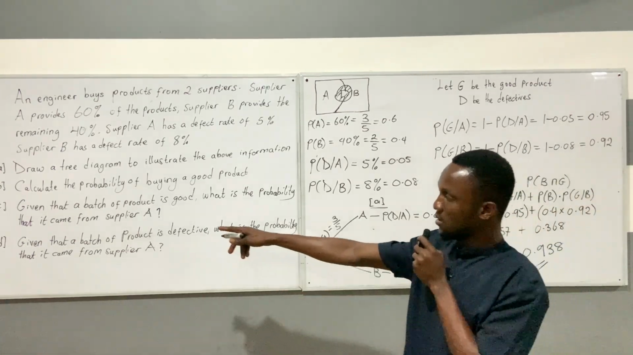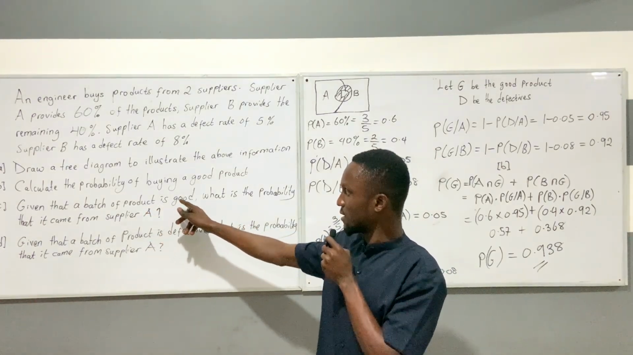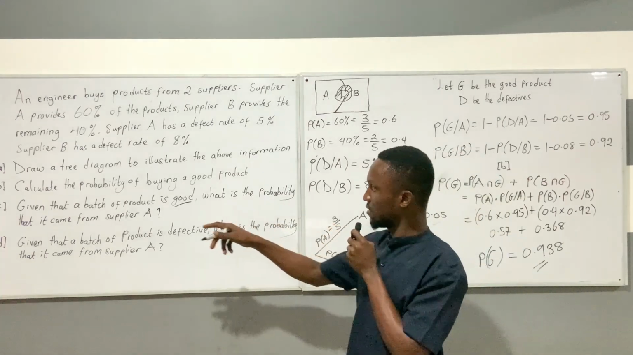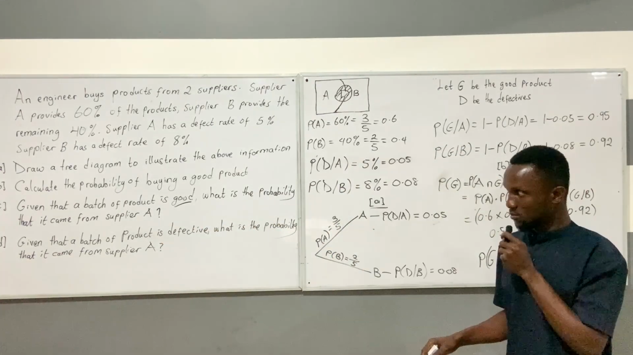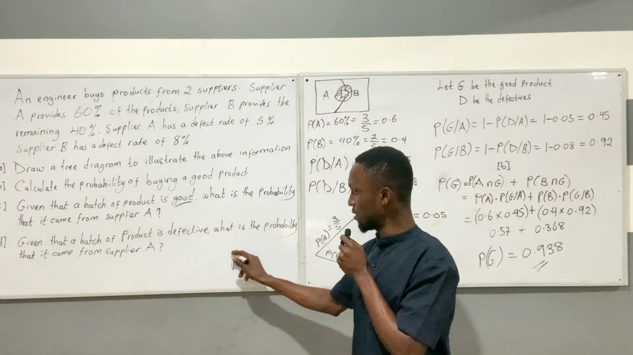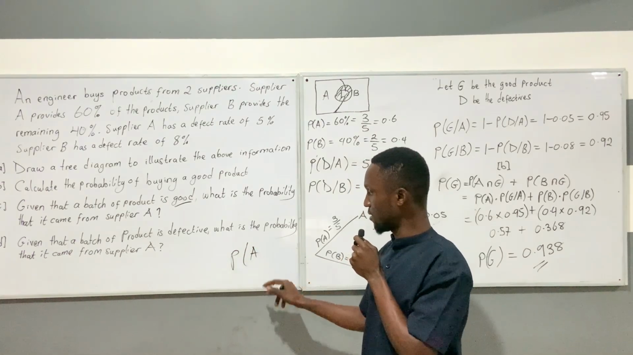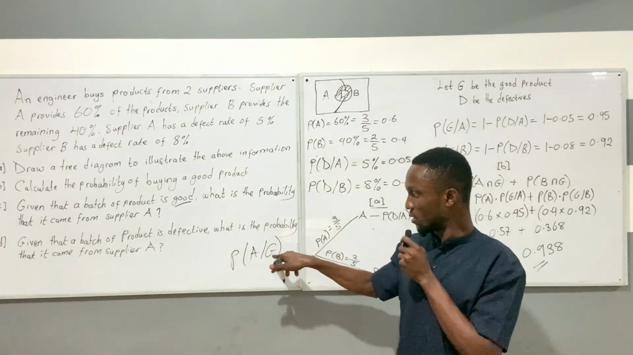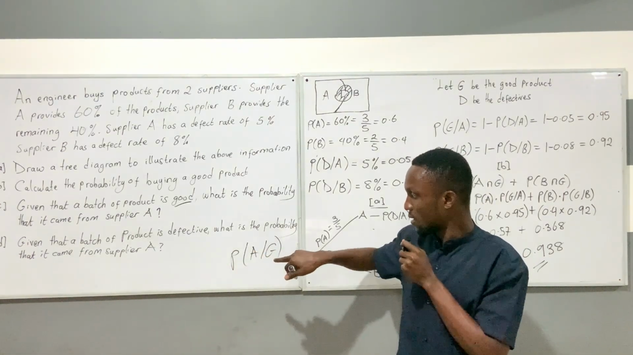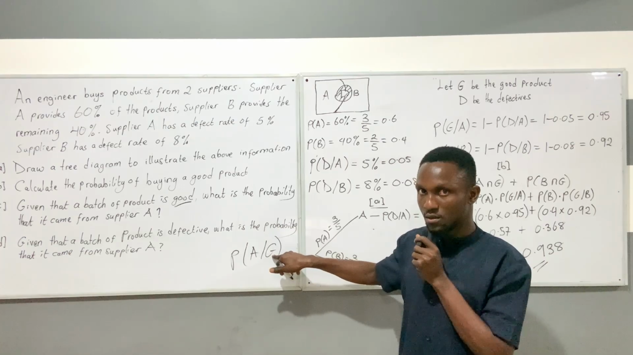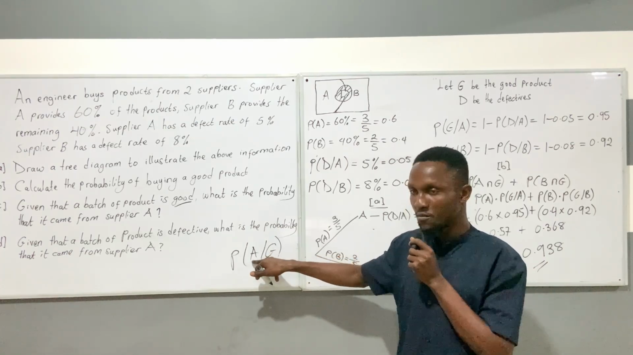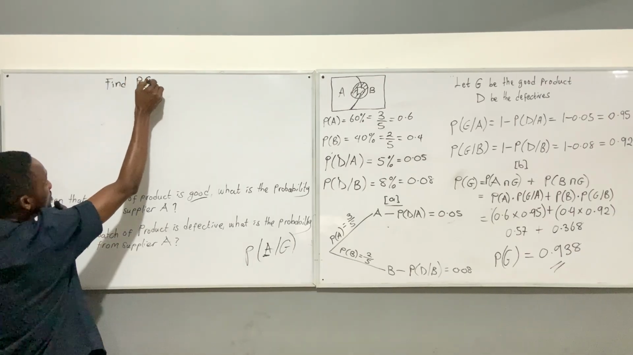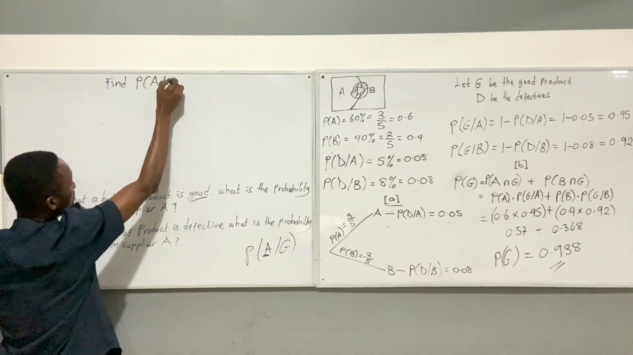It said, given that a batch of product is good, now we know good, what is the probability that it came from supplier A? So he's looking for the probability of supplier A, given that the product is good. This is the condition. So we are conditioning on G, that the product is good and it is coming from supplier A. So we are finding the probability of A given G.